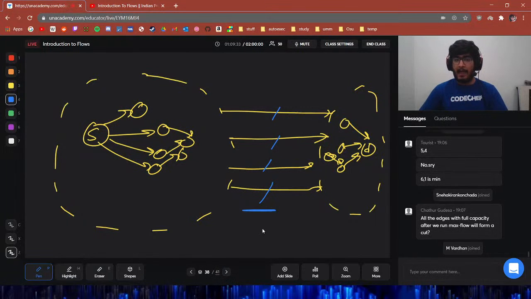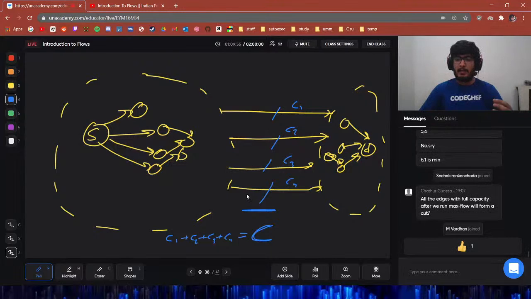So the value of this is going to be C, the sum of the capacities of these edges. Let's say this is C1, C2, C3 and C4. So C1 plus C2 plus C3 plus C4 is equal to C. There can be many edges, not exactly 4. There can be one edge as well. But basically I'm keeping these edges in between the sets. So any flow that I can get has to go through these edges.